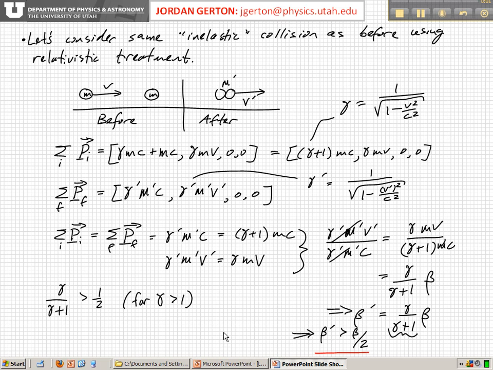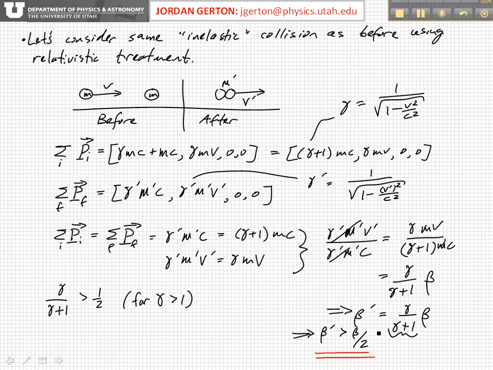Okay, so the first thing that we found with the relativistic treatment, the first difference from the classical non-relativistic treatment, is that the final velocity of the clump of particles is actually greater than 1/2 the velocity of the initial incoming particle, and it's greater by an amount which depends on gamma.